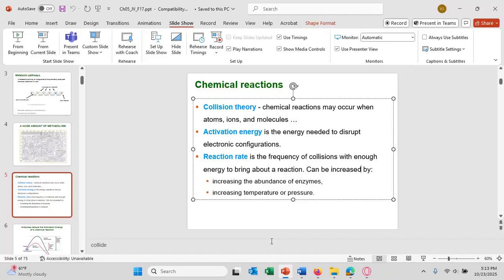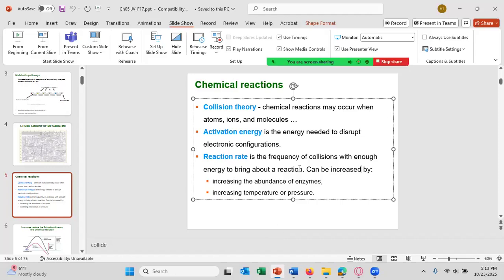The reaction rate is the frequency of collisions with enough energy to bring about a chemical reaction. The reaction rate can be increased by increasing the abundance of enzymes. The more enzymes you have, the more likely they're going to meet a starting substrate and then convert that starting substrate into a product. So you can speed up the chemical reaction by having an increase in the abundance of enzymes. You can also speed up the reaction by increasing the abundance of a substrate, and we'll talk about that in a little bit.